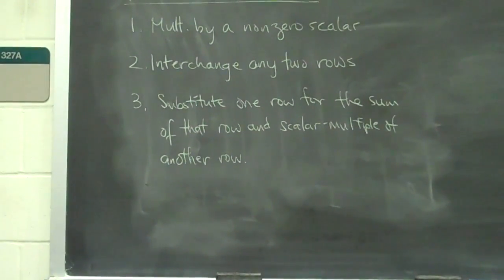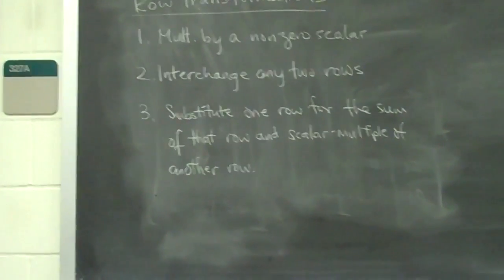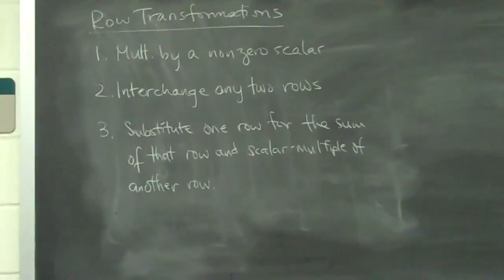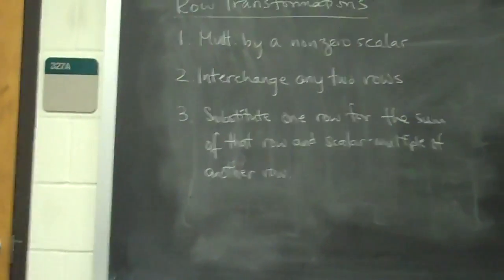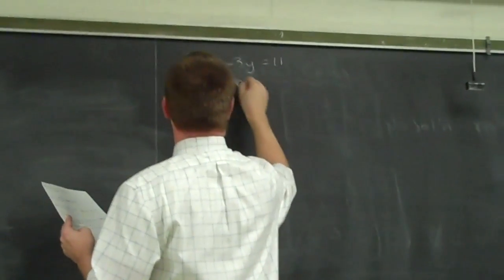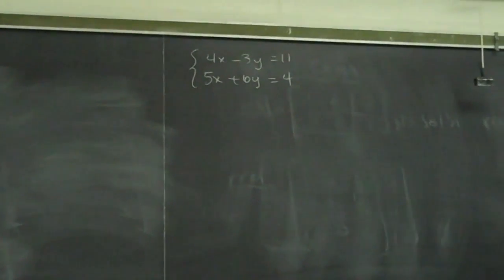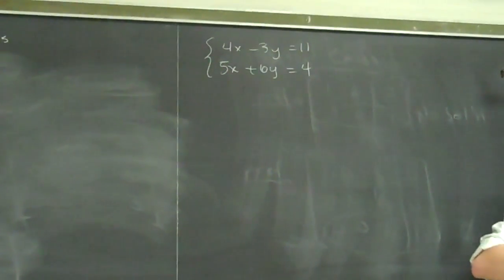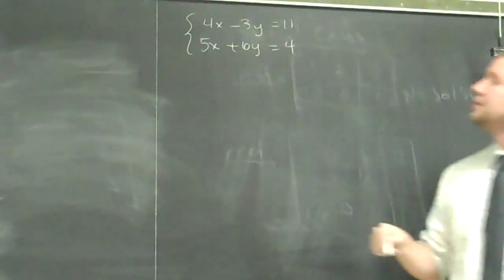Now, you need a sort of intuitive approach to some of these examples. I mean, if you're working these guys out by hand. And I'm not even going to do anything hard. I'm going to do a simple one. I'm going to do 4x minus 3y equals 11, 5x plus 6y equals 4. I'm going to solve this guy using these row transformations and everything by hand. Okay? So the augmented matrix is a 2 by 3, right?